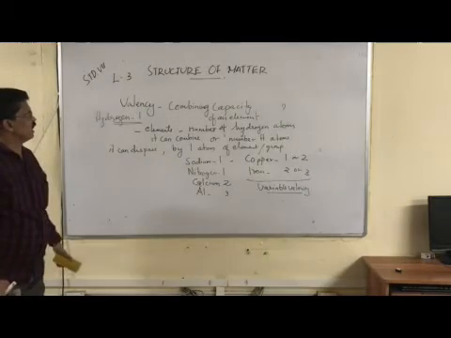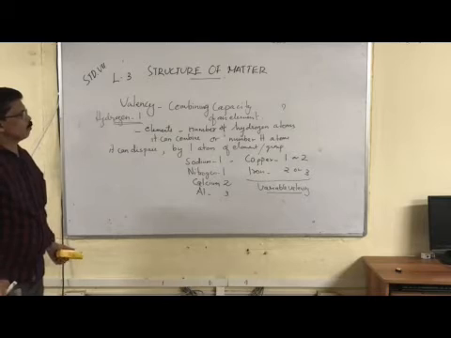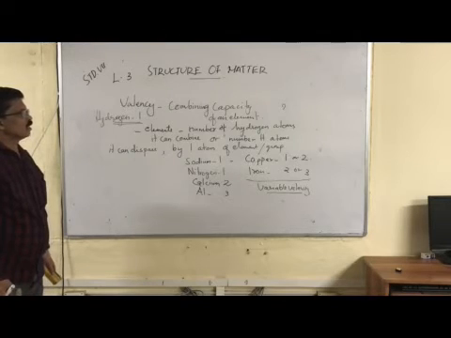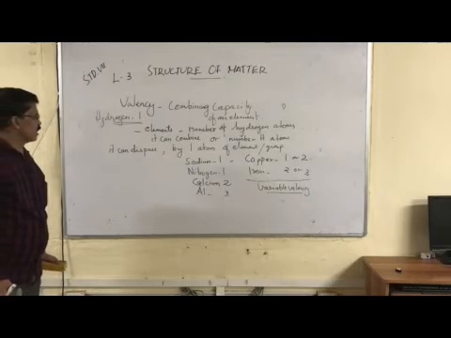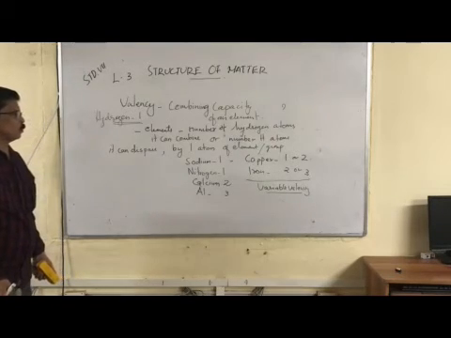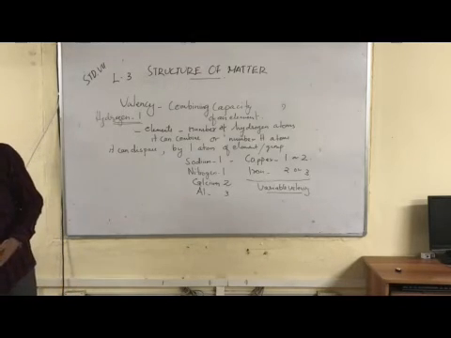So what is valency? Valency is the combining capacity of an element. What does it combine with? It can combine with the hydrogen atom. So the valency can also be defined as the number of hydrogen atoms which can combine, or the number of hydrogen atoms which can be displaced by one atom of that element or group.